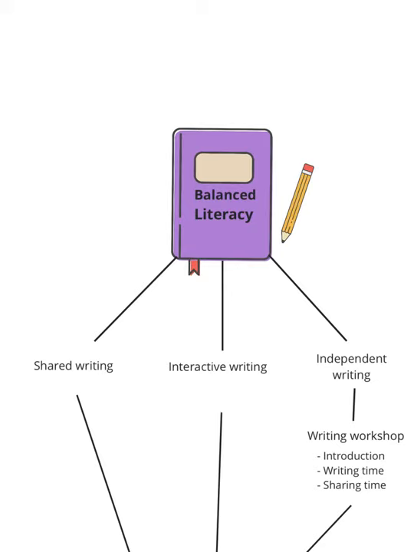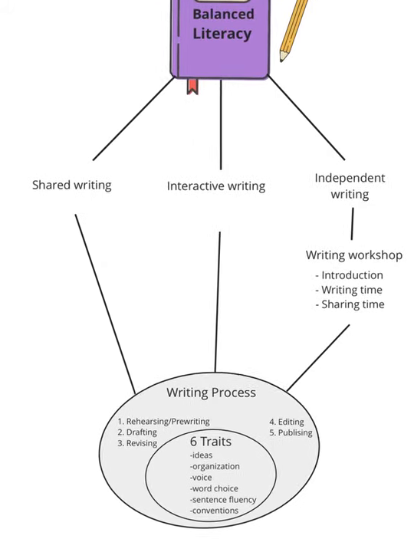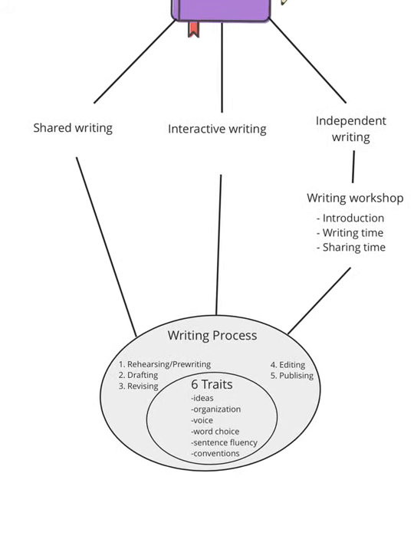All these components of balanced literacy are connected with the writing process that contains 5 stages. This writing process also connects with the 6 traits of writing. The first stage in the writing process is rehearsing and pre-writing. Rehearsing is internal, while pre-writing is making a topic visible through either talking, webbing, listing, or drawing. The trait connections include coming up with ideas.